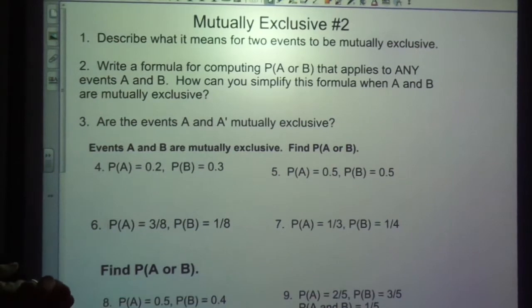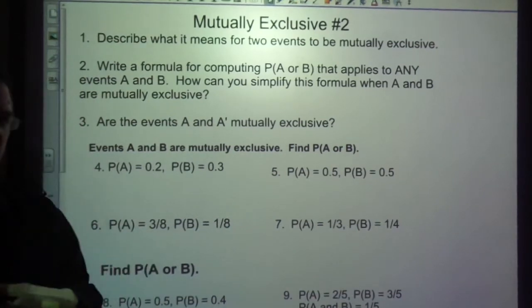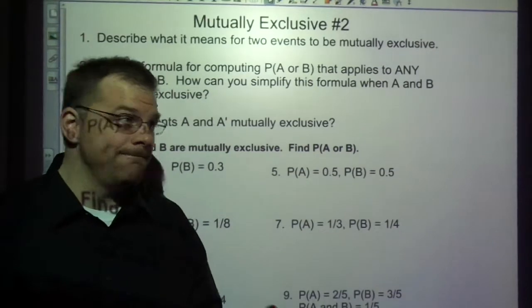Number 1, describe what it means for two events to be mutually exclusive. It just means they cannot both happen together at the same time.